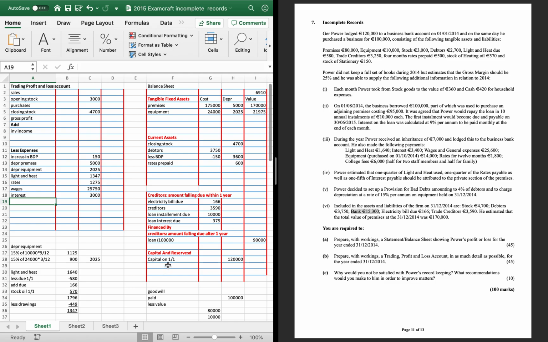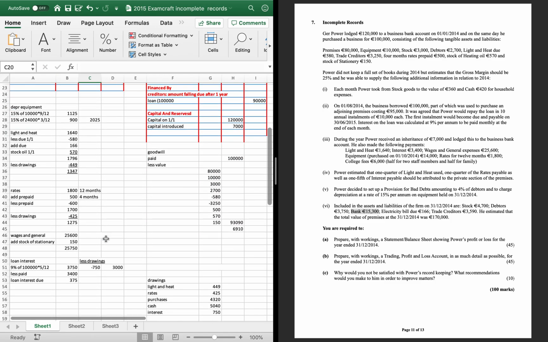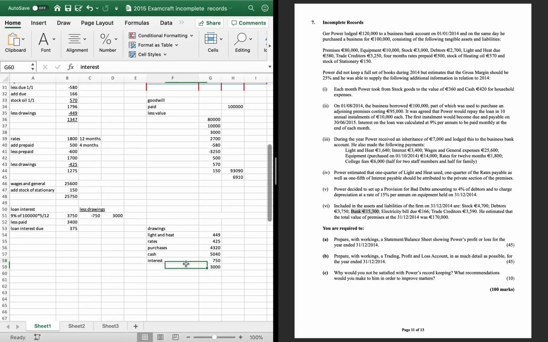During the year, he received an inheritance of 7,000, and this was lodged. So that's capital introduced. He's putting his own personal money into the business bank. So he's investing capital in the business. He also made the following payments: light and heat. So we've done that. Interest we've done. Wages we've done. Equipment we've done. Rates we've done. And college fees. So college fees is an expense, and it tells us half of the college fees is an expense, so 3,000, and the other half of it is drawings. It's for the private section of the business, or for his 2 kids, so that's drawings.